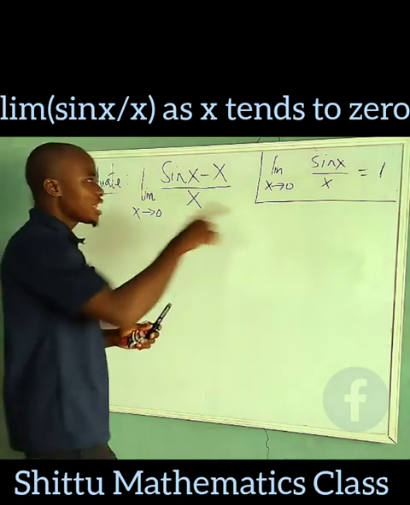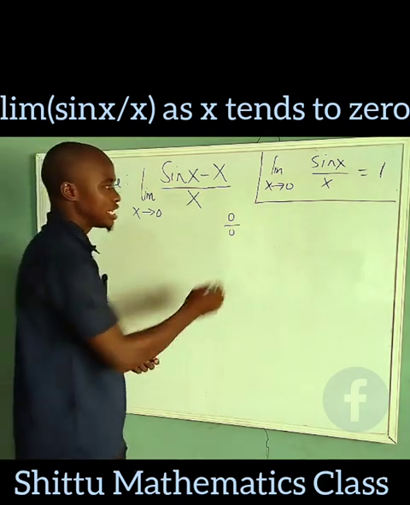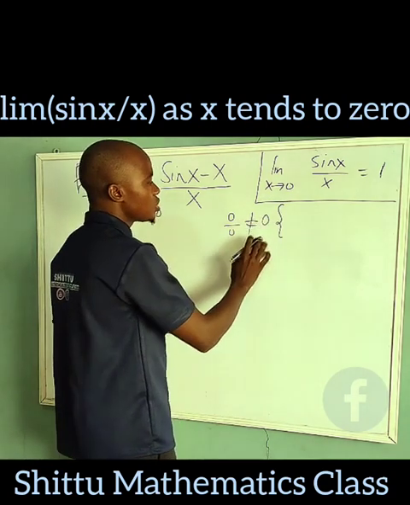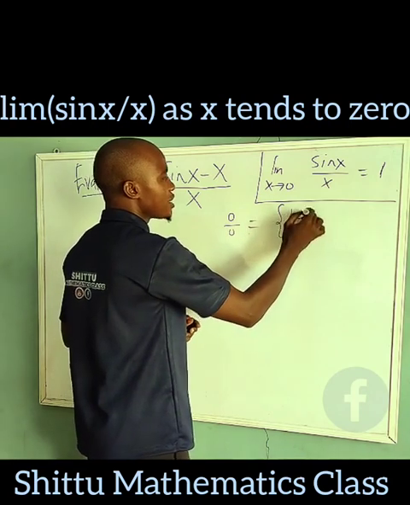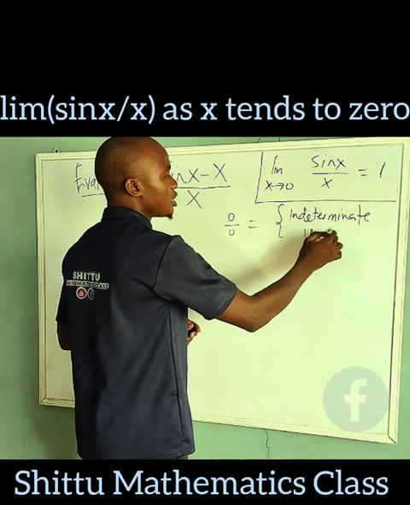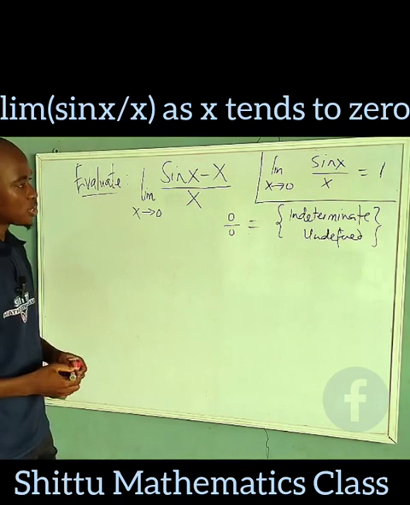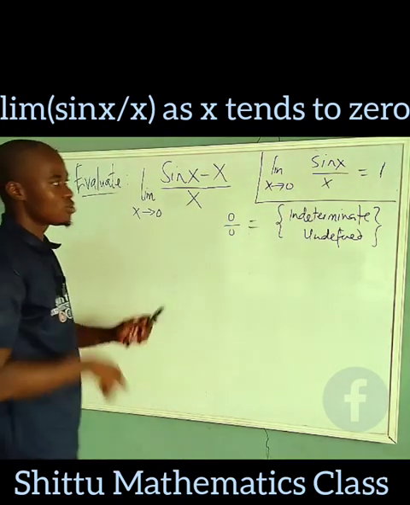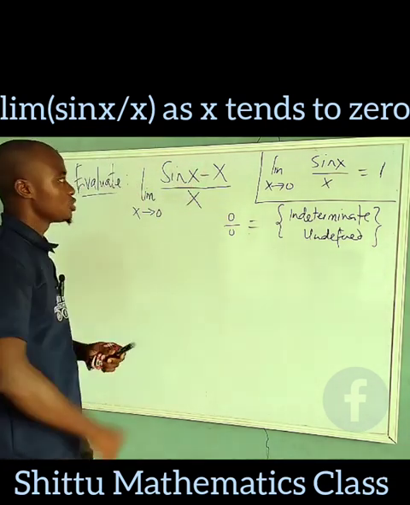Before I go further, I told you that we had 0 over 0 the other time. This 0 over 0 cannot be 0. It is what we call indeterminate, or undefined. Is that understood? So our limit cannot be this. What we are going to do is use this standard result. I want you to keep it somewhere so that next time you come across this, you'll be able to use it.